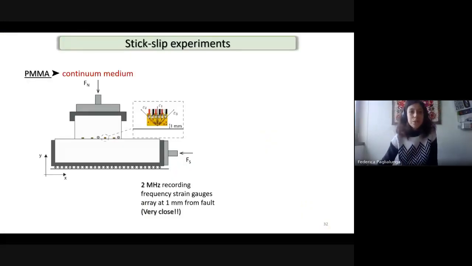So we did experiments in a biaxial configuration. We used PMMA samples, and our samples were equipped with strain gauge rosettes placed very close to the interface, as close as possible, in order to capture the rupture dynamics. And the interface was also equipped with two accelerometers.